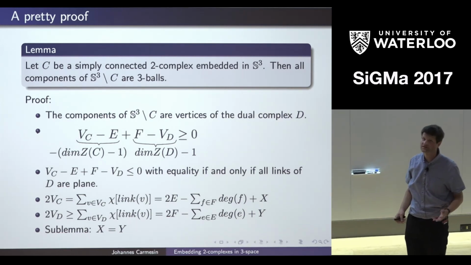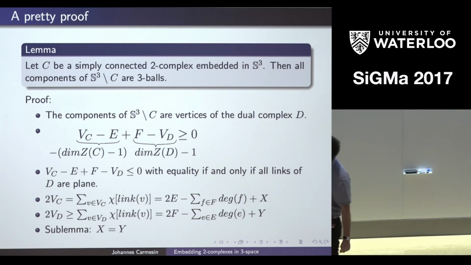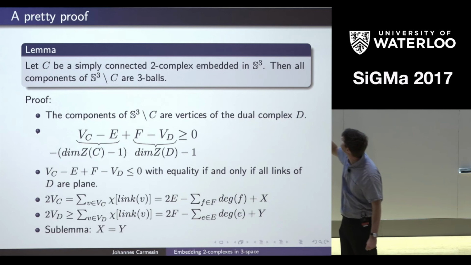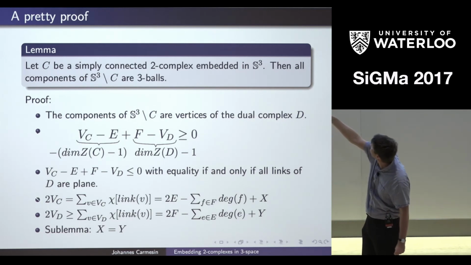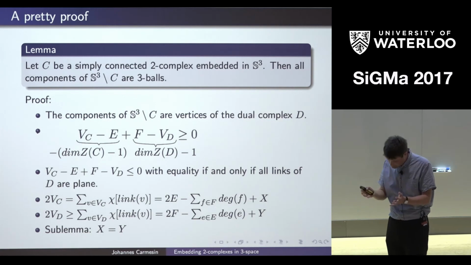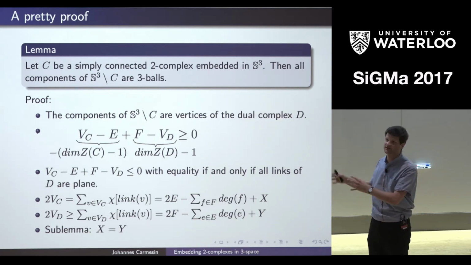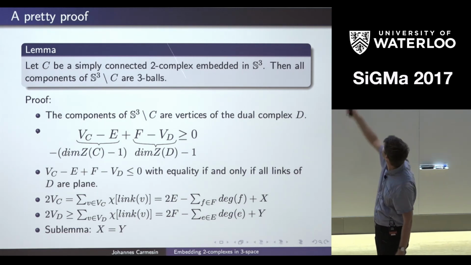And when do we get equality? We get equality precisely when we have equality in this equation here, and there we have equality if all the link graphs of the dual complexes are actually spheres. And that's this last part here.